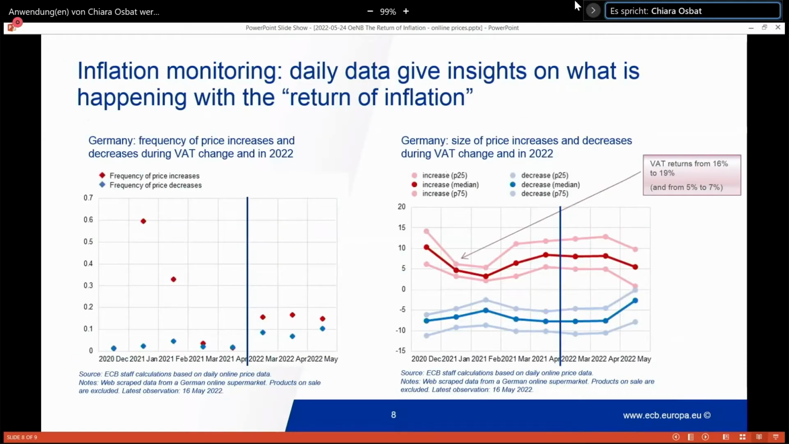More recently, we can use these kind of more bulk data that we start to have. Unfortunately, only more recently, our pipeline started to really produce a lot of data on what is happening with the return of inflation. So in Germany, on the left here, you see, again, in red, frequency of price increases and frequency of price decreases in blue. The increase in January and, to a lesser extent, in February 2021 in the frequency of price increases. It went back pretty much after 2 months.